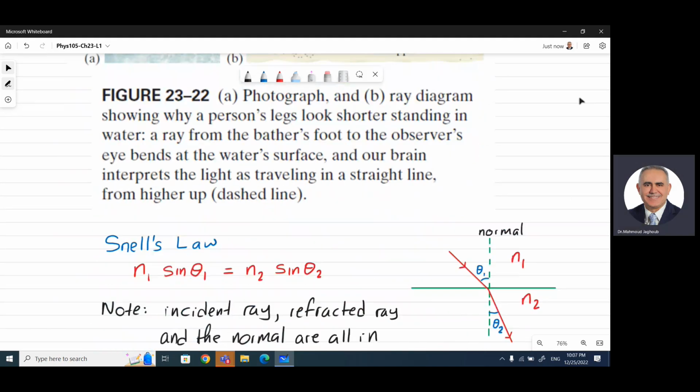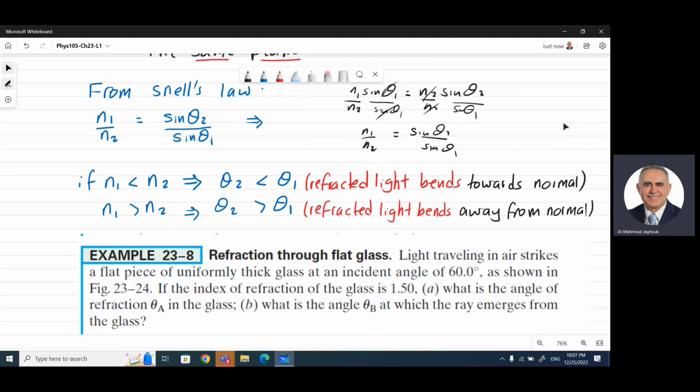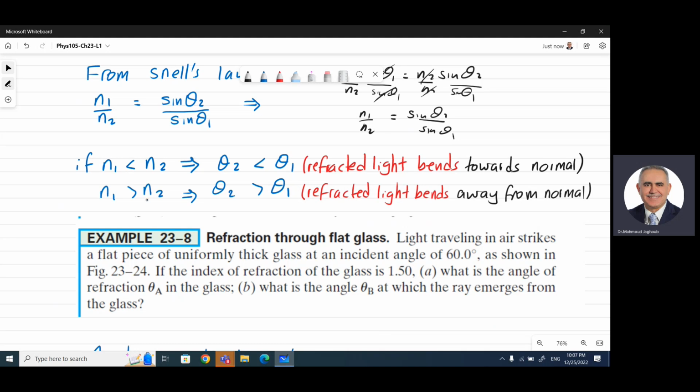Okay? And if the reverse happens, in other words if N1 is greater than N2, meaning light is going from water and is refracted into air for example, then theta 2 is greater than theta 1, which means that the refracted light bends away from the normal, whereas in the first case the refracted light bends towards the normal. These are the two cases that I was talking about.